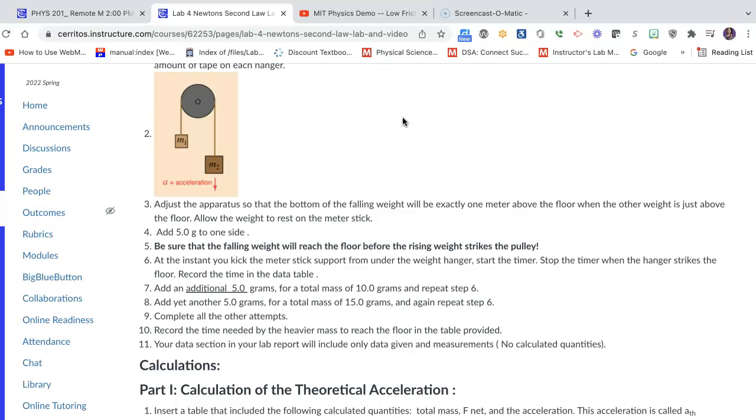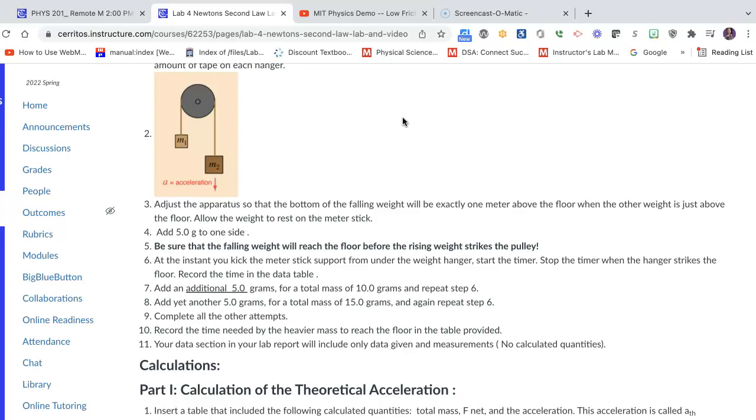At the instant you kick the meter stick support from under the weight hanger, start the timer, and stop the timer when the hanger strikes the floor. Record the time in the data table. Of course, we would be very fortunate to have a timer like you saw in the video, but for us we're going to do this manually.